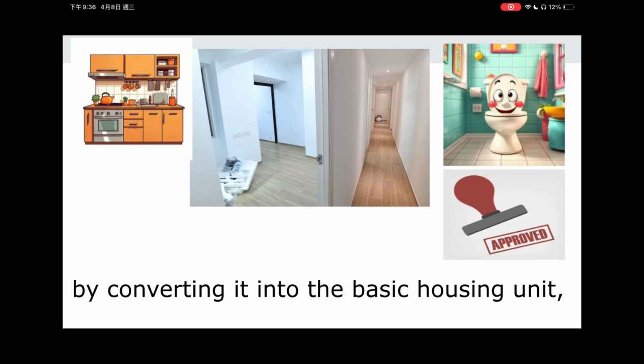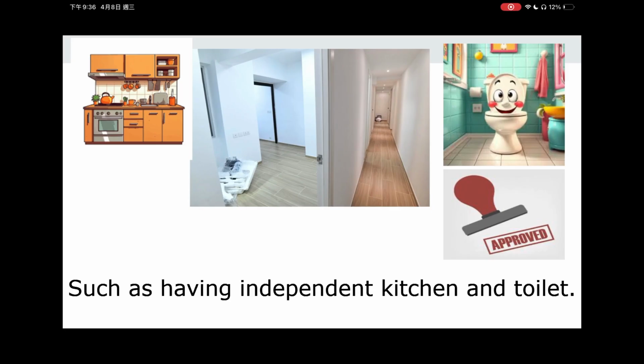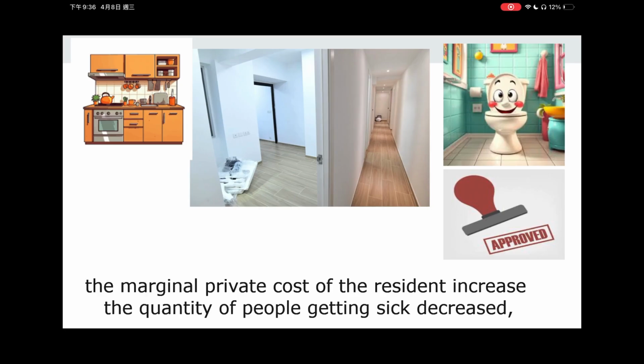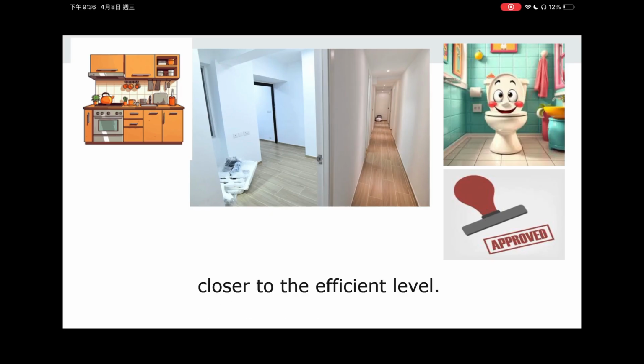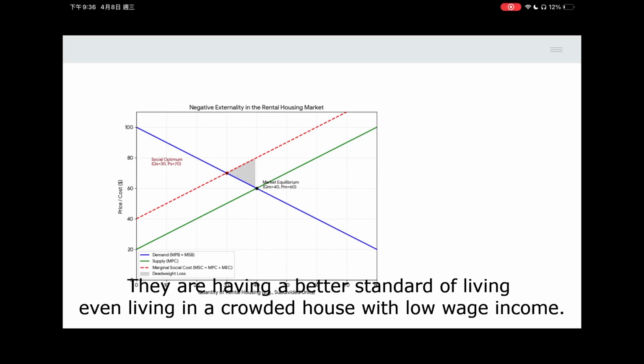By converting it into the basic housing unit, it was strictly regulated to ensure minimum standards, such as having independent kitchens and toilets. The marginal private cost of the residents increased, and the quantity of people getting sick decreased and moved closer to the efficient level, thus narrowing the gap between marginal social cost and marginal social benefits. Efficiency is improved. They have a better standard of living, even living in a crowded house with low wage income.